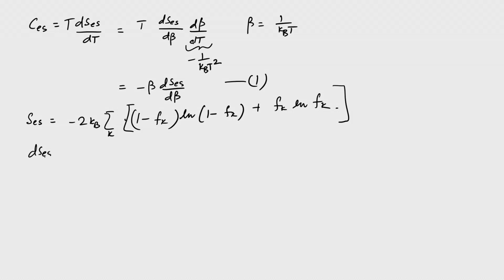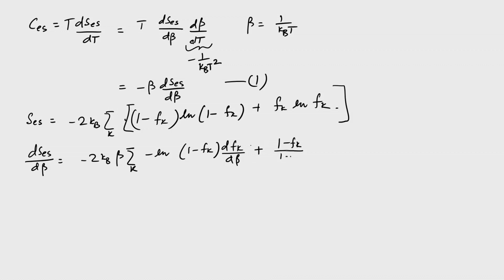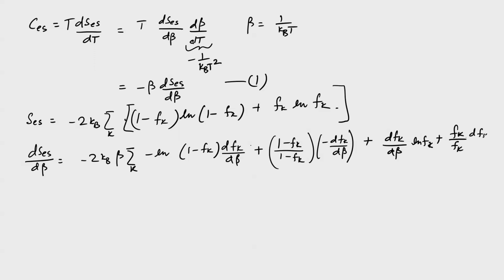So, dS_ES/dβ is −2kβ Σ_k [−log(1 − f_k) · df_k/dβ + (1 − f_k)/(1 − f_k) · (−df_k/dβ) + log f_k · df_k/dβ + (f_k/f_k) · df_k/dβ]. Please do them carefully and not make mistakes, because if you make a mistake, it will propagate.